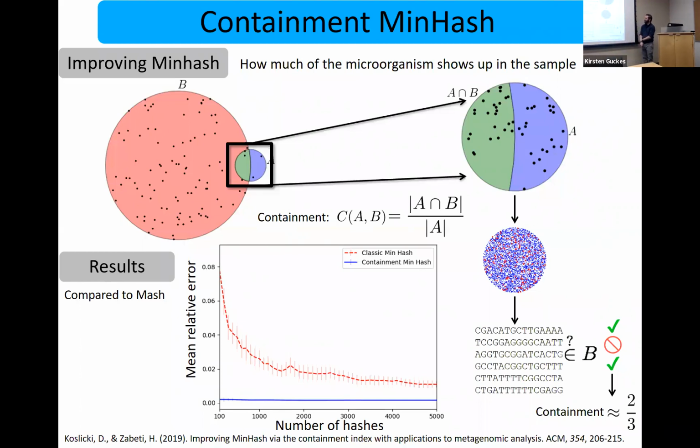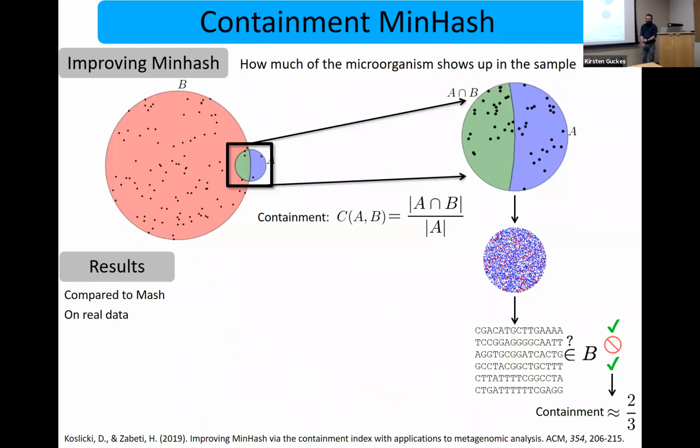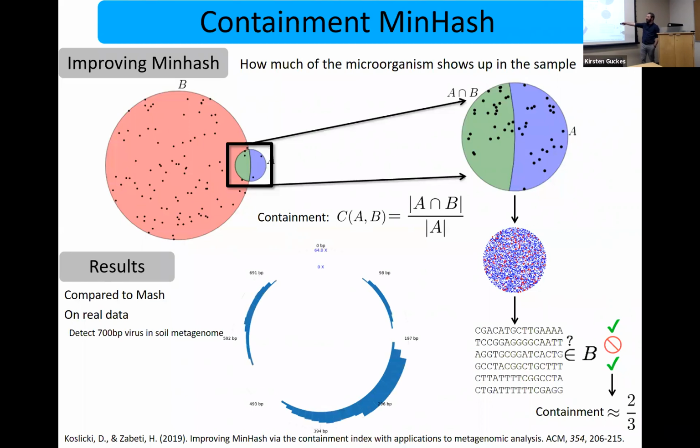So, yeah, increased accuracy. And then you can do some cool things with this. For example, if you take a soil metagenome, you take a reference database, you form the sketches of all of those guys, and you ask, what's the containment index of each one of my reference genomes to a particular sample? Then you take one of them whose containment index is large. Then you can pull out even really small things like tiny little viruses in a soil metagenome, because the containment index was large.